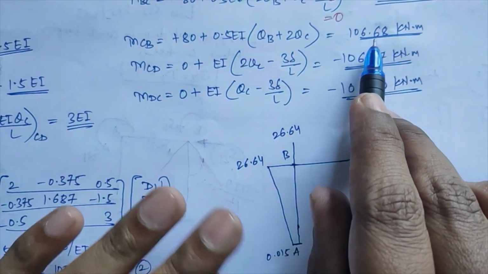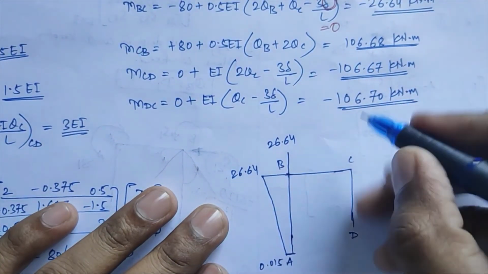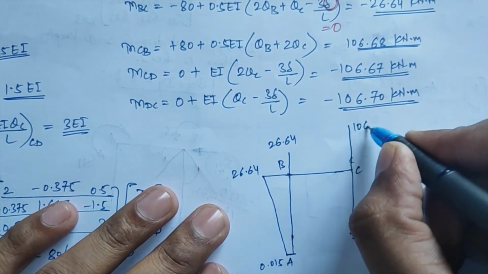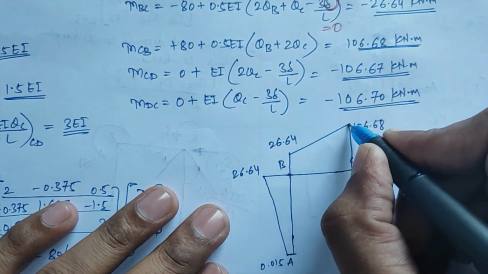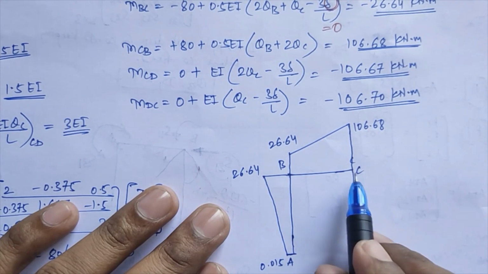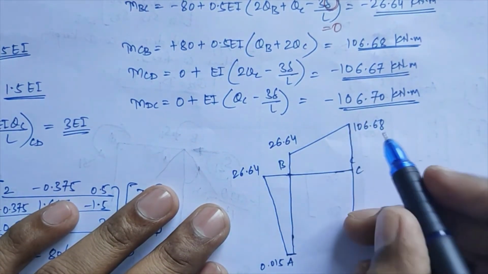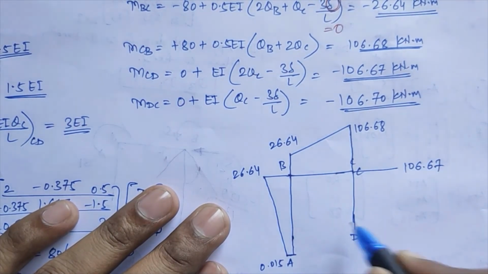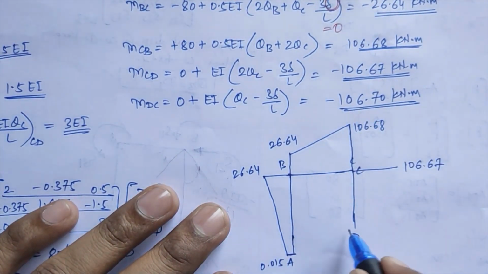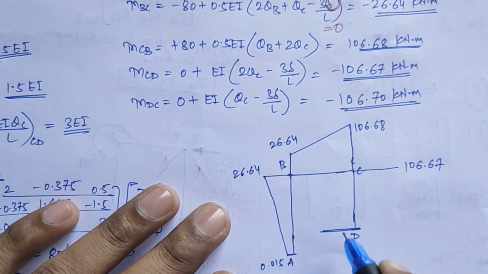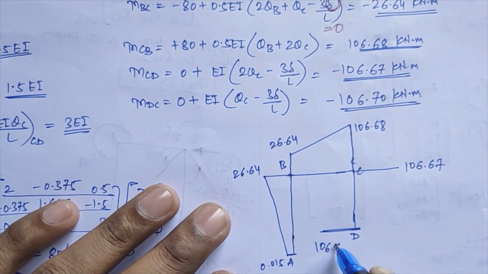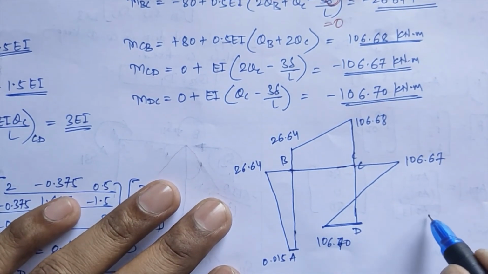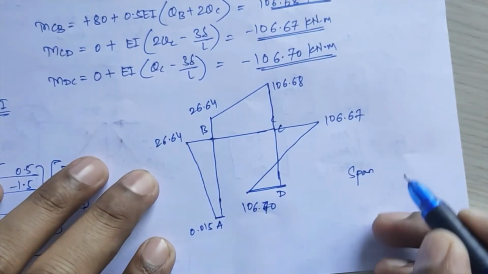Next, MCB I am getting plus 106.68, so it will be plotted on the upward side again as per your sign conventions. Next, MCD is negative, so it will be plotted on the outward side, again 106.67. And the last you are getting again negative, so it will be plotted on the inner side, 106.70.